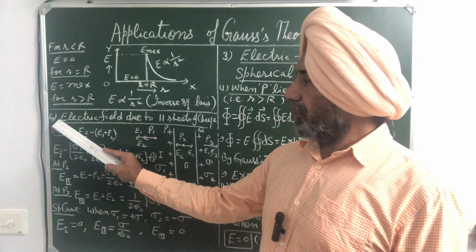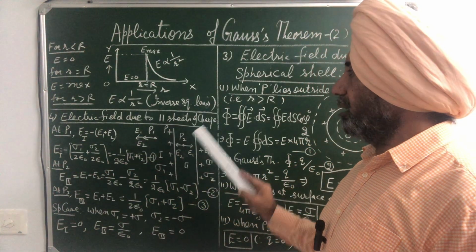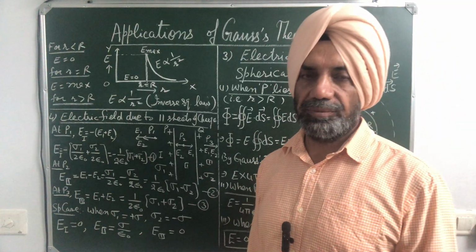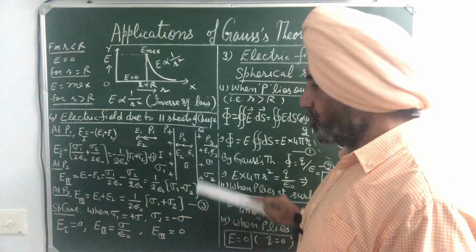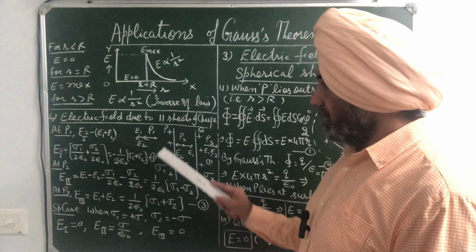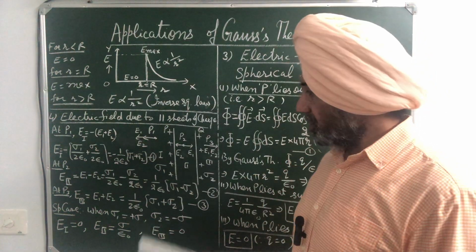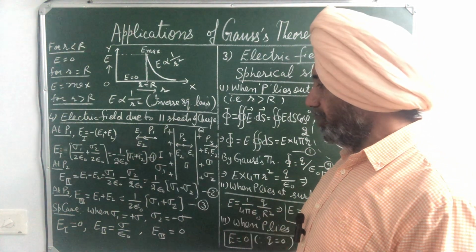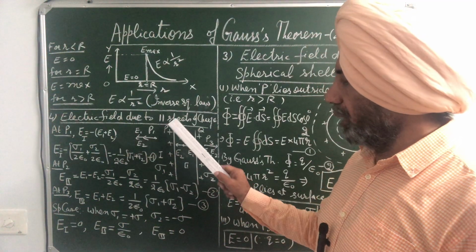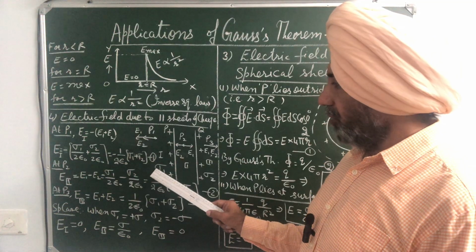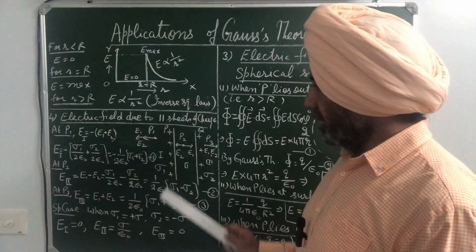Then last and fourth application of Gauss' theorem, electric field due to a parallel sheet of charge. There are two metallic parallel sheets of charges. Let sigma 1 be the surface charge density of plate P, and sigma 2 the surface charge density of plate Q. So P and Q are two metallic sheets having surface charge densities sigma 1 and sigma 2. Now there are three regions.